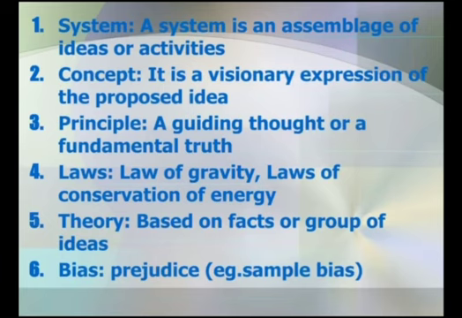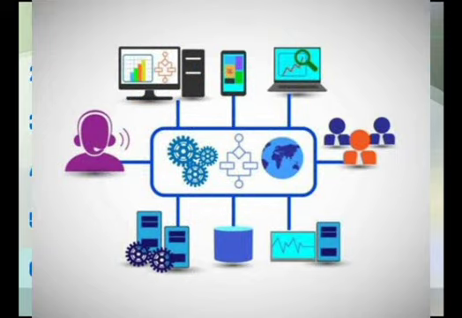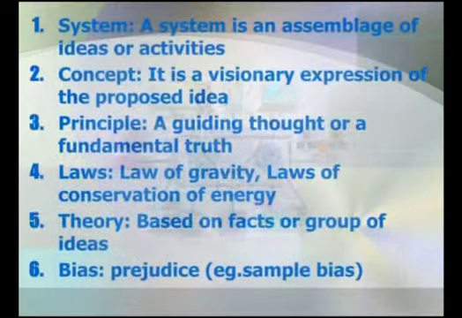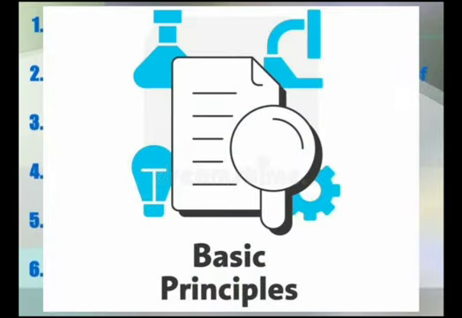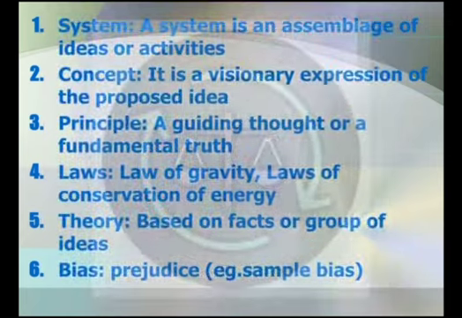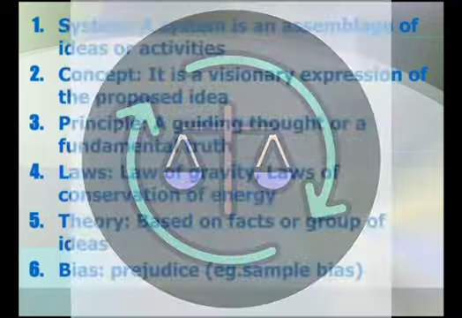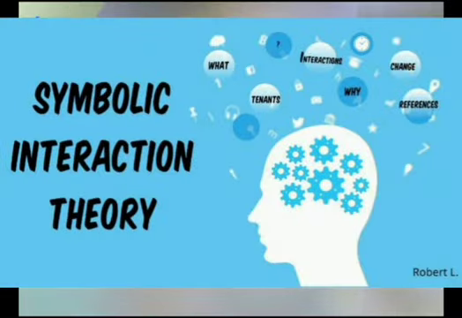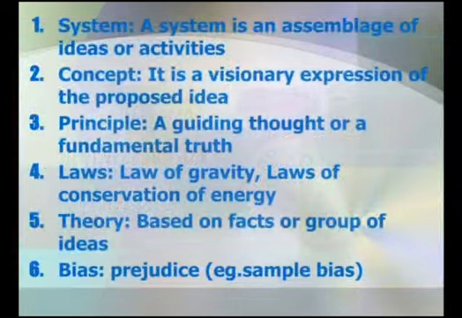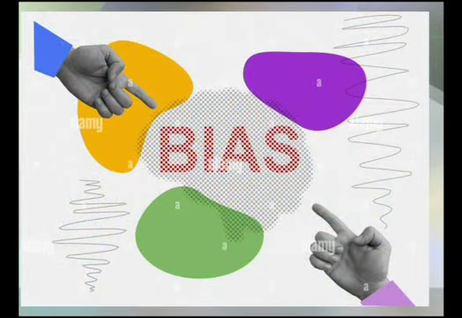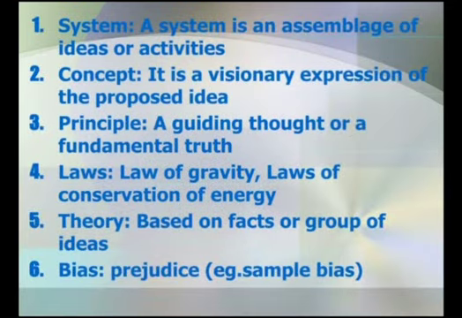This slide explains the first 6 concepts in research methodology. A system is an arrangement of ideas or activities. A concept is a visionary expression of an idea. A principle is a guiding thought or fundamental truth. Laws are scientific truths such as the law of gravity or conservation of energy. A theory is developed based on facts and ideas. Bias means prejudice or error, such as sample bias in research. These concepts help researchers understand the theoretical foundation of research.